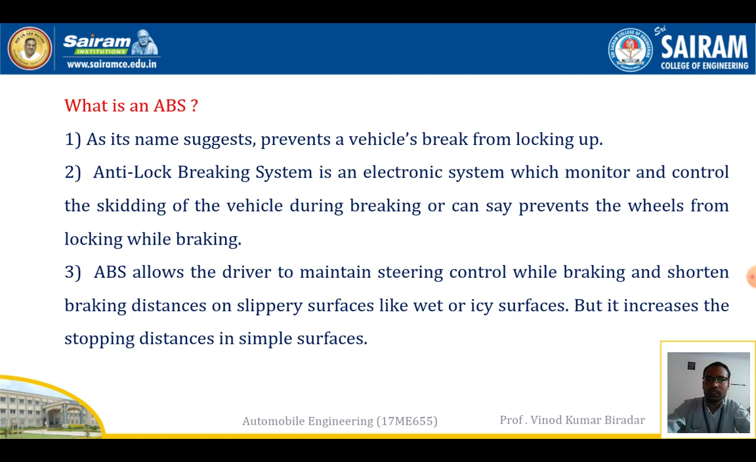Next, the definition says, as the name suggests, it prevents the vehicle brakes from locking up. By locking the wheel, it will stop the vehicle. The anti-lock braking system is an electronic system which monitors and controls the skidding of the vehicle during braking. Even if you apply the brake, it will control the skidding and lock the vehicle so that the whole vehicle will be stopped. ABS, nothing but the anti-lock braking system, allows the driver to maintain steering control, and this is also very important. This system can maintain the steering very properly.